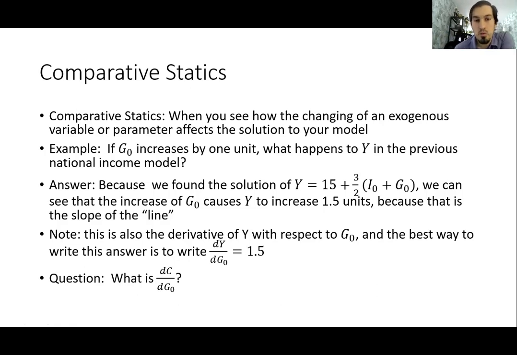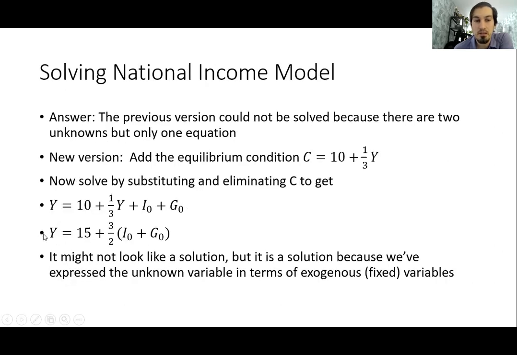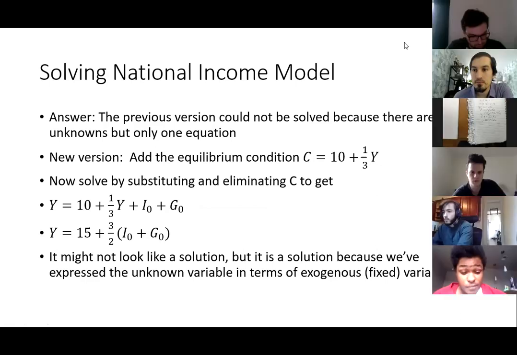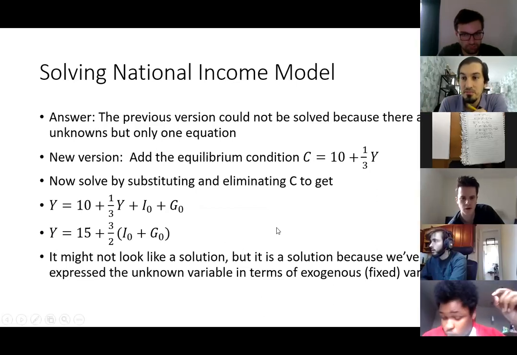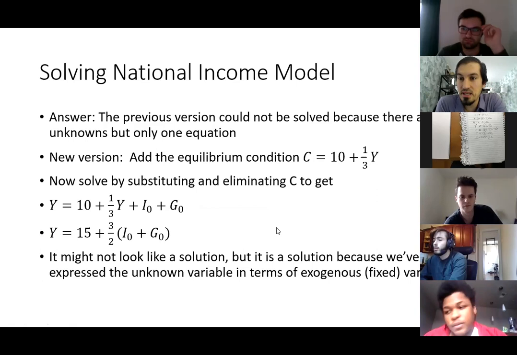For example, what if this variable G0 increases by 1 unit? What happens to the Y in the previous national income model? Before you look at this answer, let's go look at this number right here. Y equals 15 plus 3/2 I0 plus G0. Can somebody just tell me what happens if G0 goes up by 1? What happens to Y? Does it go up by 3/2 of 1? 3/2 of 1 or just 3/2? But yeah, that's right. William gave this answer. He's correct.